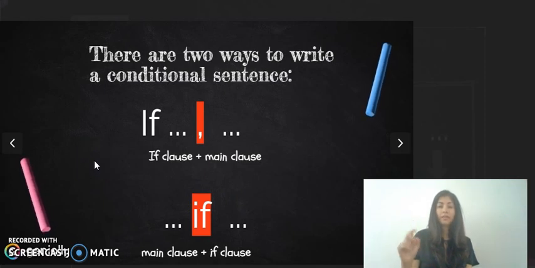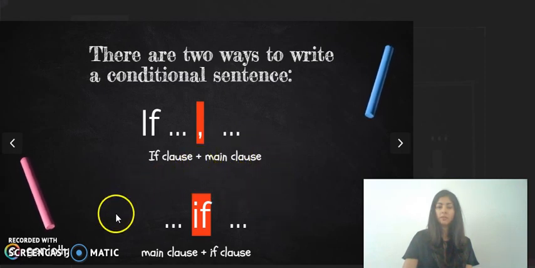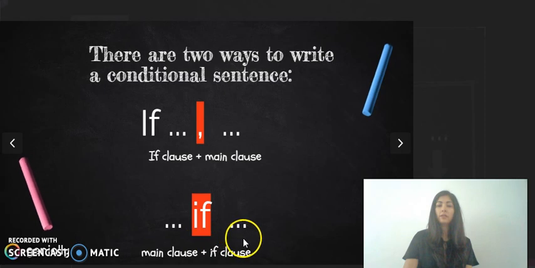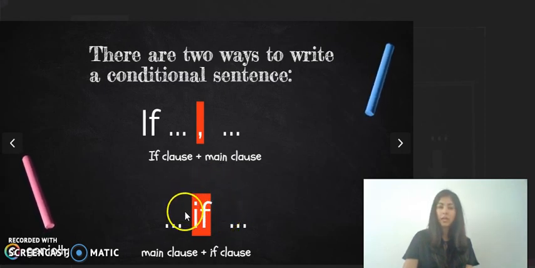We have two ways to write a conditional sentence. The first way, we're going to start with the if clause, the condition. Then we are going to have a comma. This one is very important. Then we are going to have the main clause, which is the result. In the second option, we are going to start with the main clause, that is the result. Then we are going to have if, and after if, we are going to have the condition. In this second way, we are not going to use a comma because if is going to act as a comma.